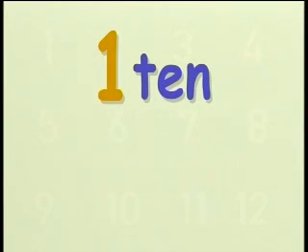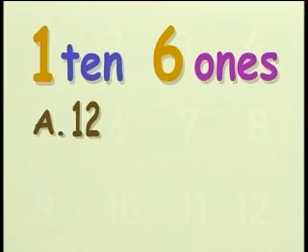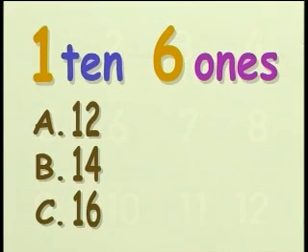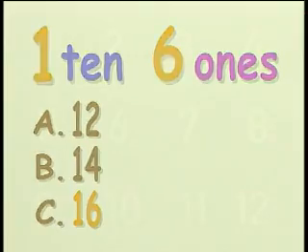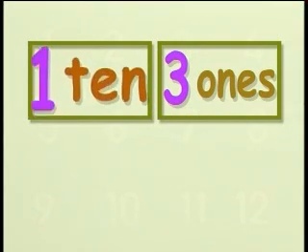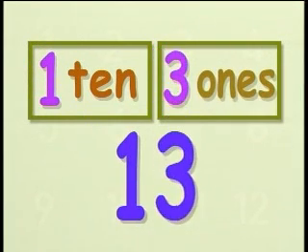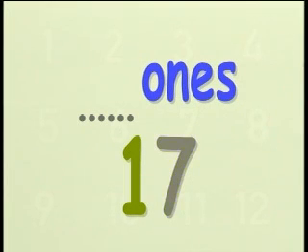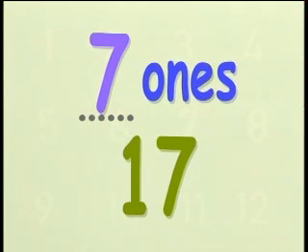One 10 and 6 ones is 12, 14 or 16? Yes, the answer is 16. What is the value shown in the diagram? Yes, it's 1 ten and 3 ones, giving a value of 13. How many ones are there in 17? Correct. There are 7 ones in 17.